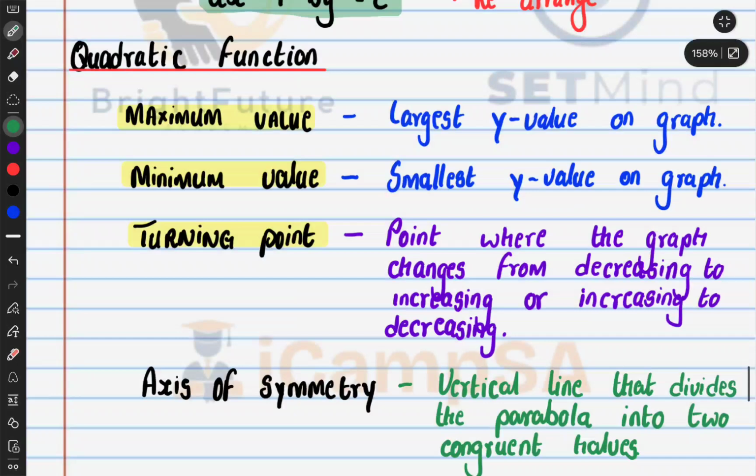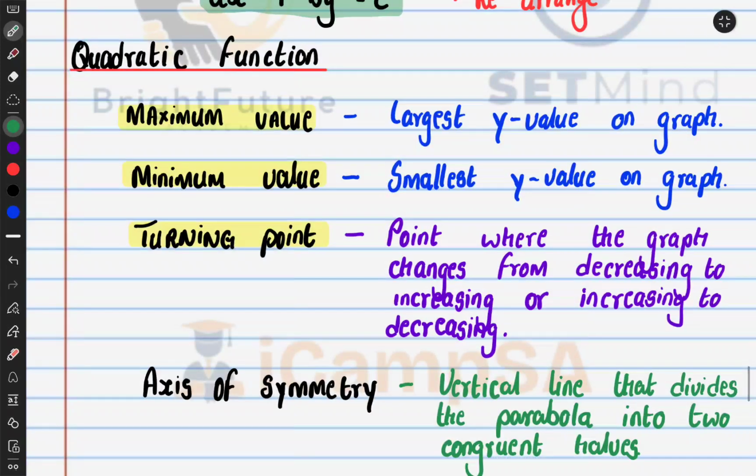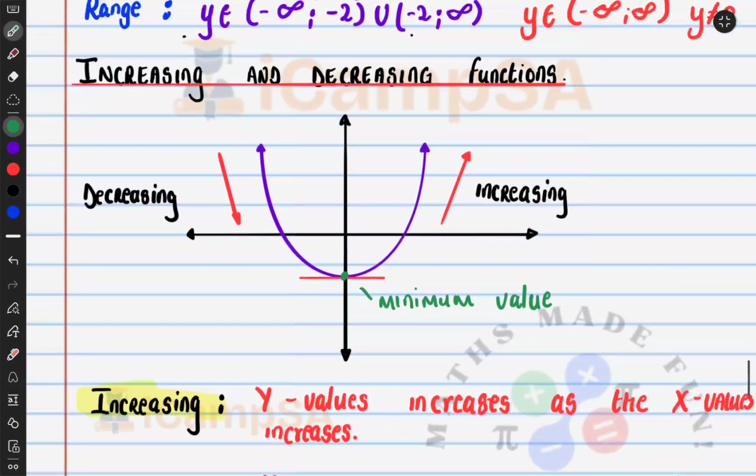So a turning point is simply the point where the graph changes from decreasing to increasing, or from increasing to decreasing. So for this graph, also that minimum value, I've told you that most of the time the minimum value and the maximum value of a function will be your turning point. So that point here where our graph changes from decreasing to increasing is called a what? Is called a turning point. That is your turning point.